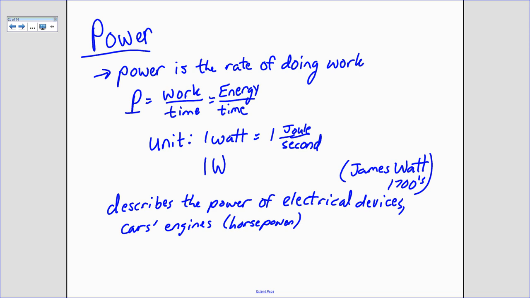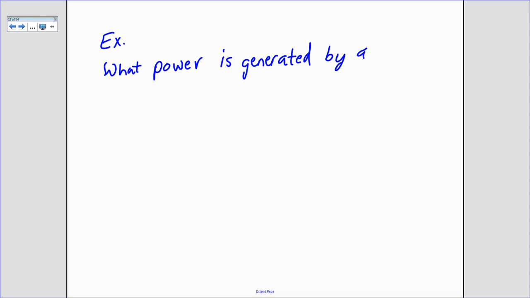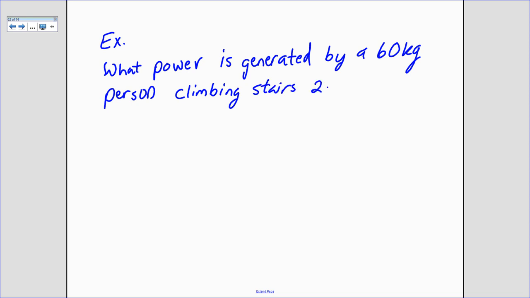All right. Can I go down from here now? All right. Let's do an example. What power is generated by a 60-kilogram person climbing stairs 2 meters in height in 6 seconds?